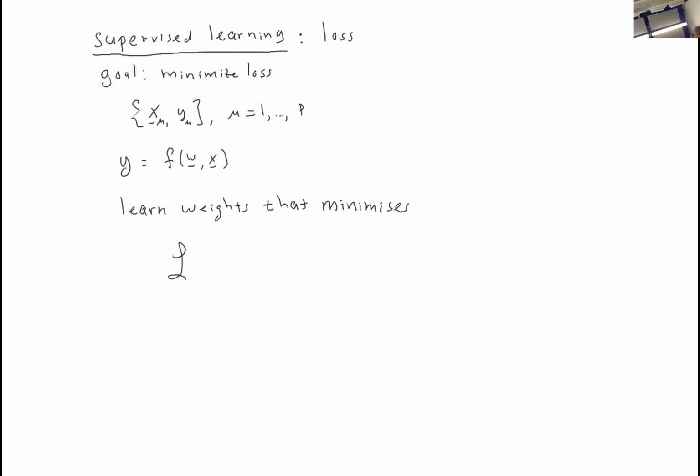loss equals a sum on mu. We can have any distance, but let's use mean squared error. It could be any distance, it isn't always this: y mu minus f of w comma x mu, squared. In general, it can be any loss that measures the distance between y mu and f of w at x mu. And we update this by gradient descent. So delta W equals minus eta partial of L with respect to W.